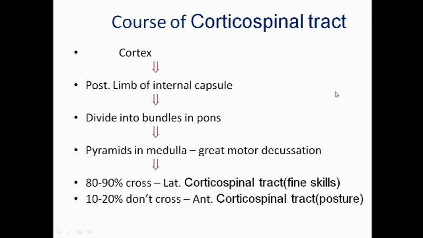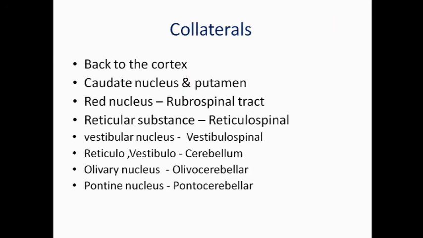Okay, so again we will see the course of the corticospinal tract, which divides into bundles in the pons. They decussate at the pyramids in the medulla, and 80 to 90% of fibers cross to the opposite side. They are called the lateral corticospinal tract. They are more important for the limbs. 10 to 20% of fibers don't cross. They are more important for the maintenance of posture, and they form the anterior spinal tract.